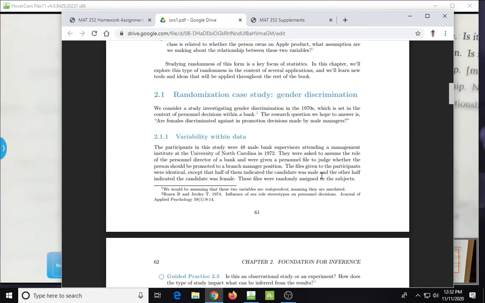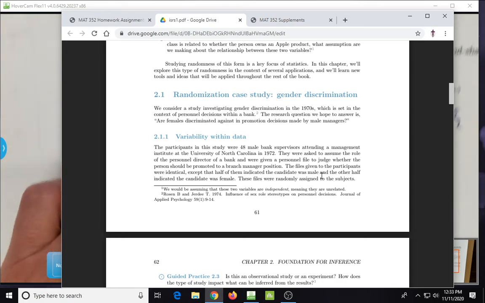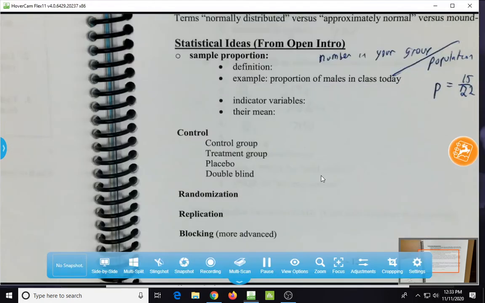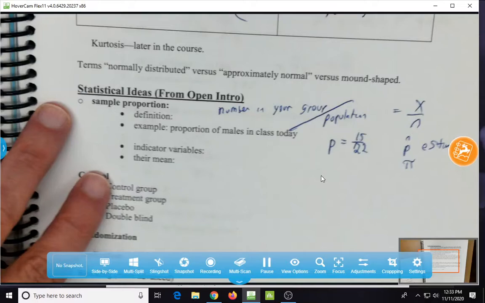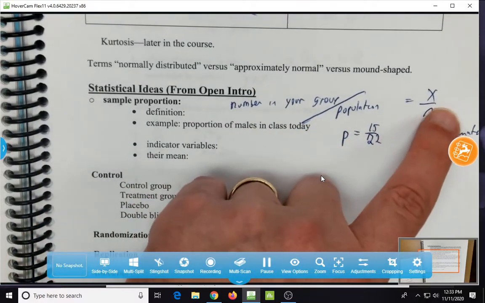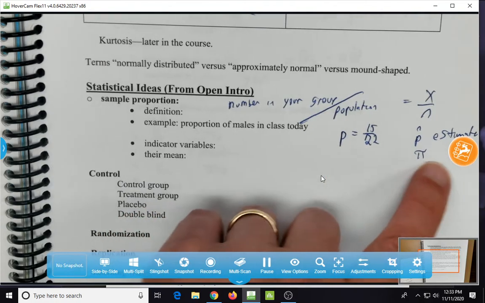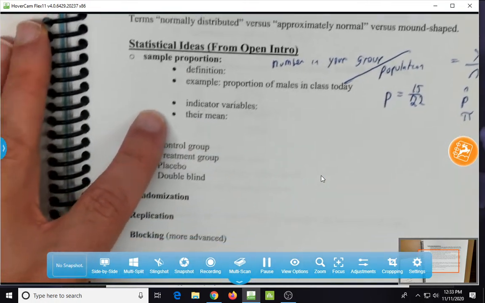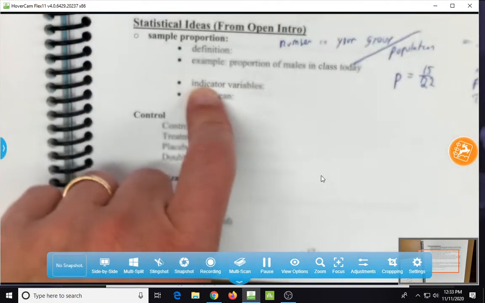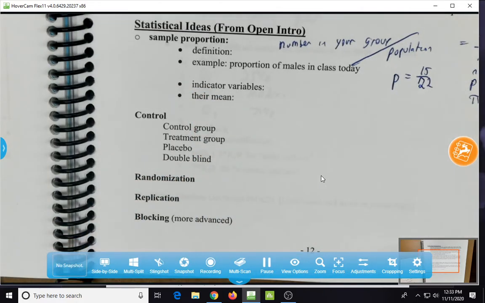Back on page 12 in our course pack, we had talked about this earlier, when we had our definition of our proportion: the number of people in our group over the population gives us our estimate for our population. Then we've already talked about indicator variables on Minitab. If you have 5 categories, you can make 4 or 5 indicator variables where it's 1 in the group, 0 if you're not.